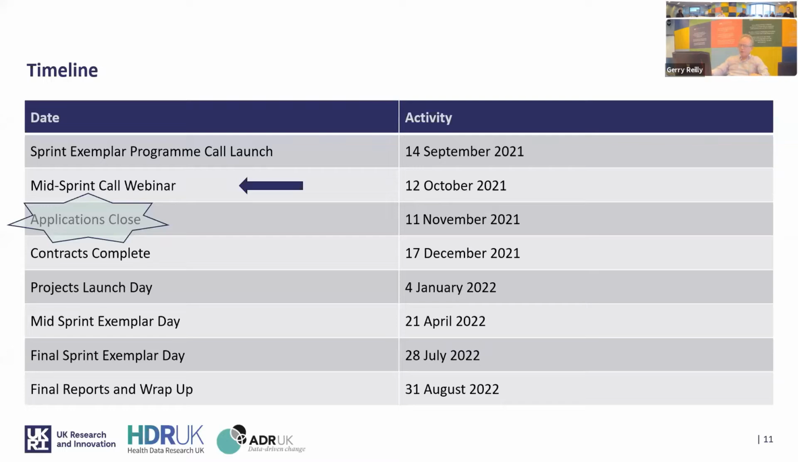As you shape your applications, do be clear that you are in a position to launch on that 4th of January, that you can meet the Sprint Exemplar dates to share information as we go through, and that you will be able to conclude your project with final reports and write-ups for the 31st of August. These are really important. This is a sprint, so we need to make sure that we have everything in place to do this at pace.